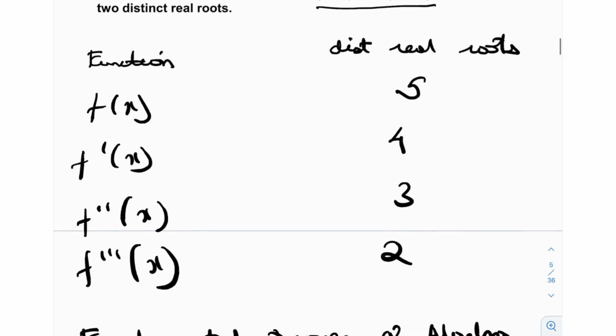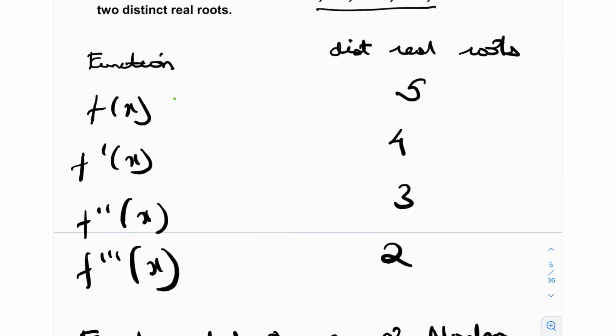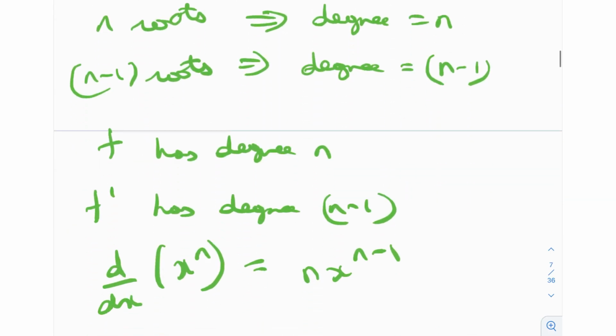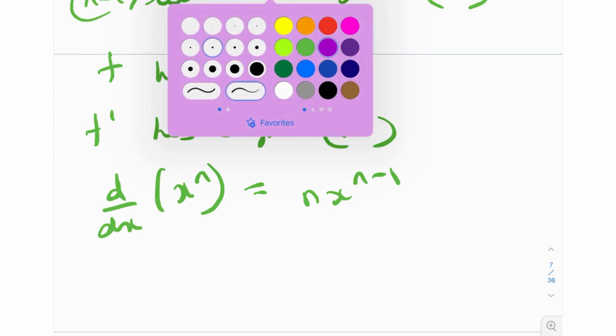So similarly, that's what I've done over here. f has 5 real roots, so degree 5 at least. Then f prime of x has to have 4 at least, f double prime x has to have 3 at least, and f triple prime x has to have 2 at least. So okay, I hope that's pretty clear.